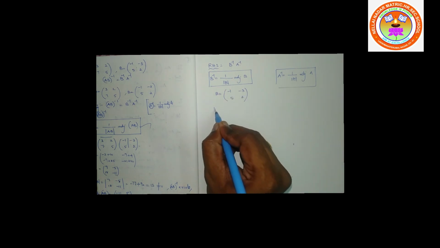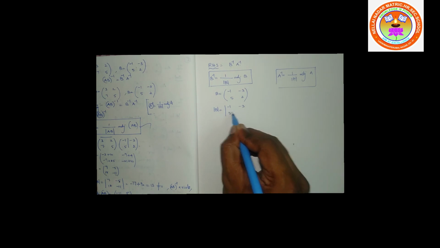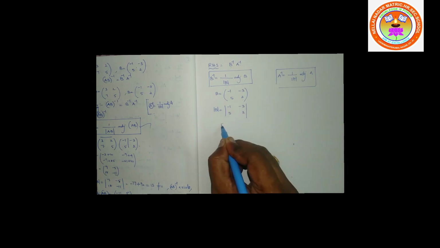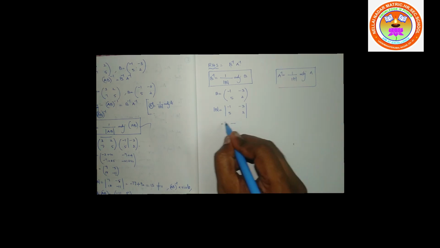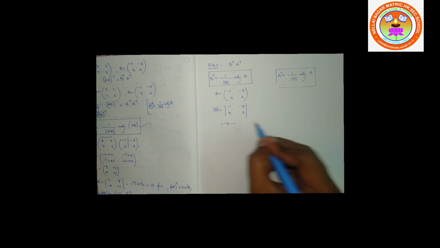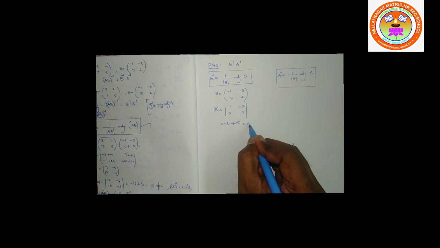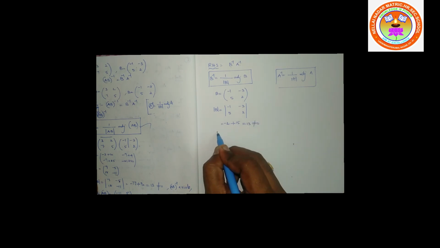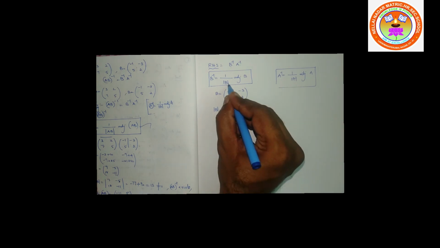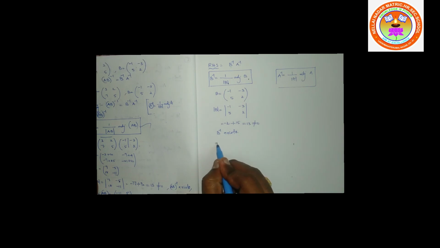I need to find the determinant of B. Determinant of -1, -3, 5 and 2. Always put minus. -1 into 2 gives -2. 5 into -3 gives -15, which becomes +15. -2 plus 15 gives 13, which is not equal to 0. Confirmed, B inverse exists.